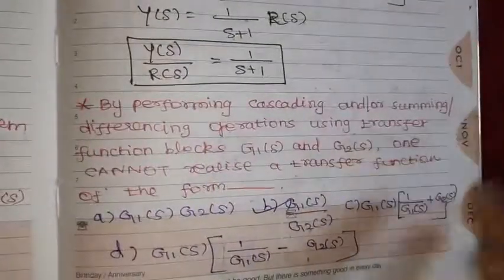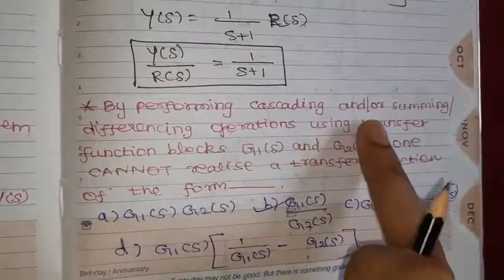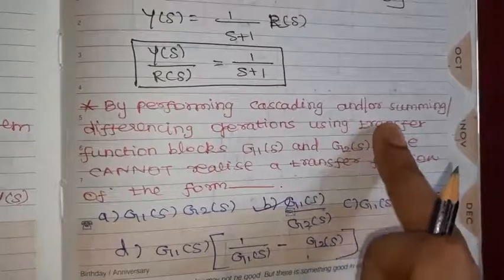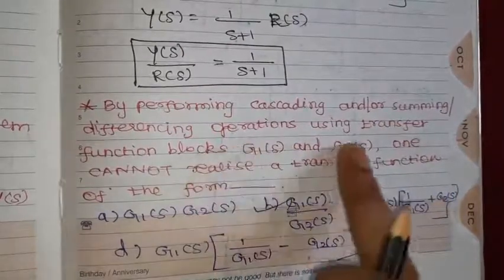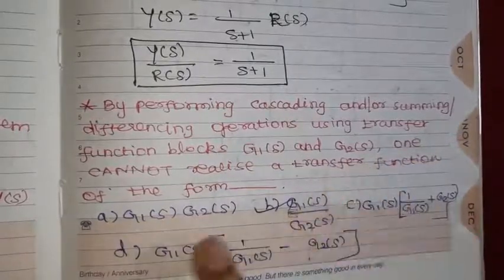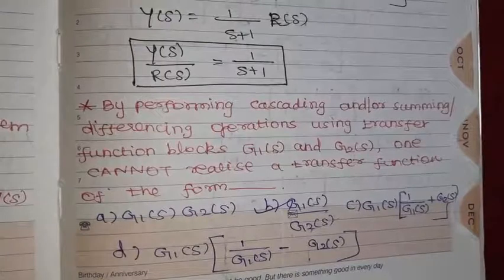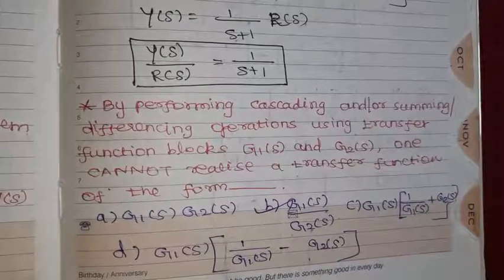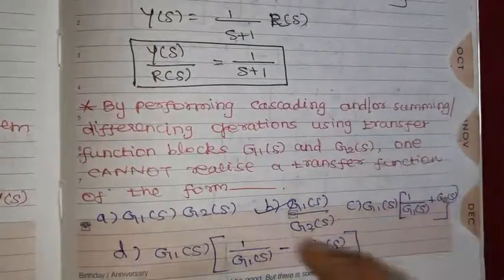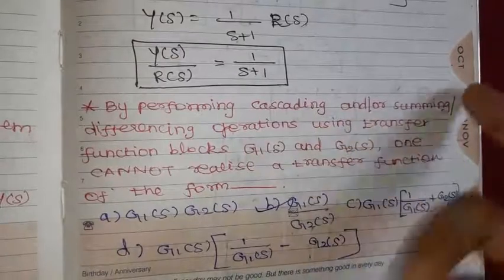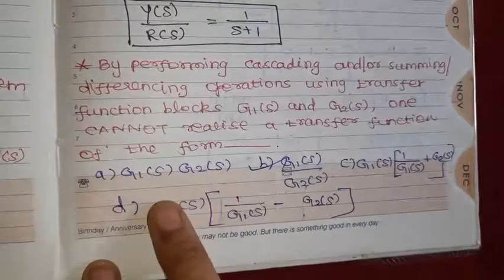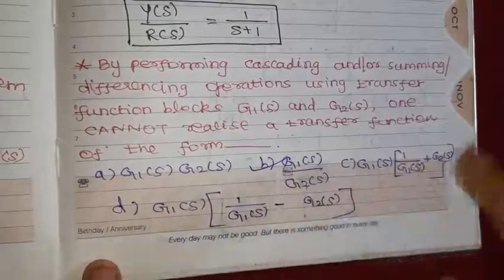Then by performing cascading and summing or differencing operation using transfer function blocks g1 of s and g2 of s, one cannot realize a transfer function of the form. So 4 different options are given. We are going to identify now which transfer function cannot be realized using cascading and summing or differencing operations. Okay, see, g1 of s, g2 of s we can find out, right? Because from the options only we are going to identify.